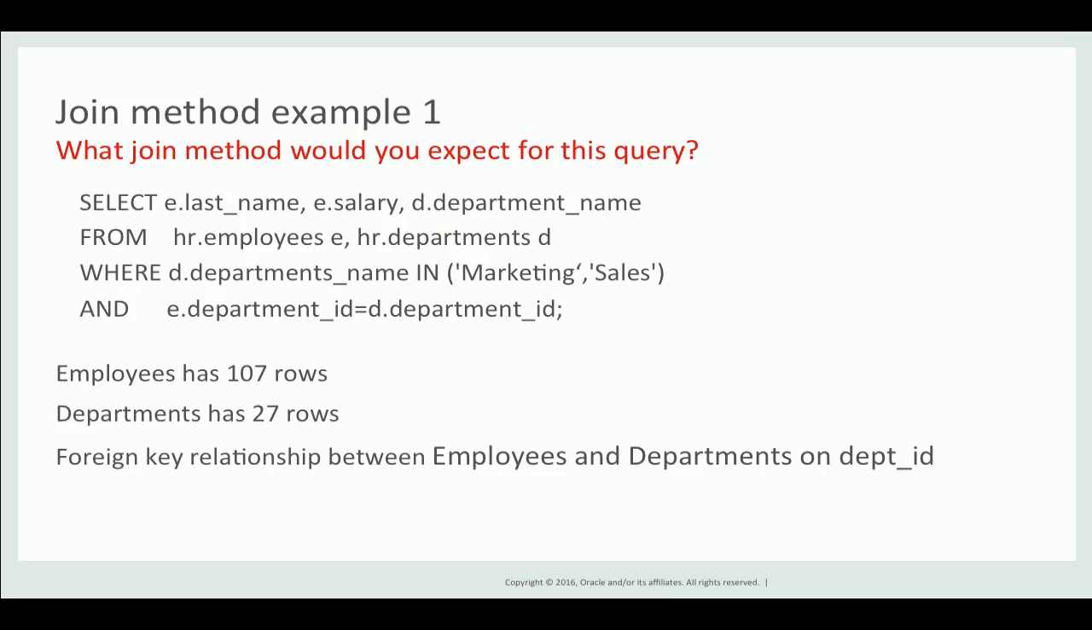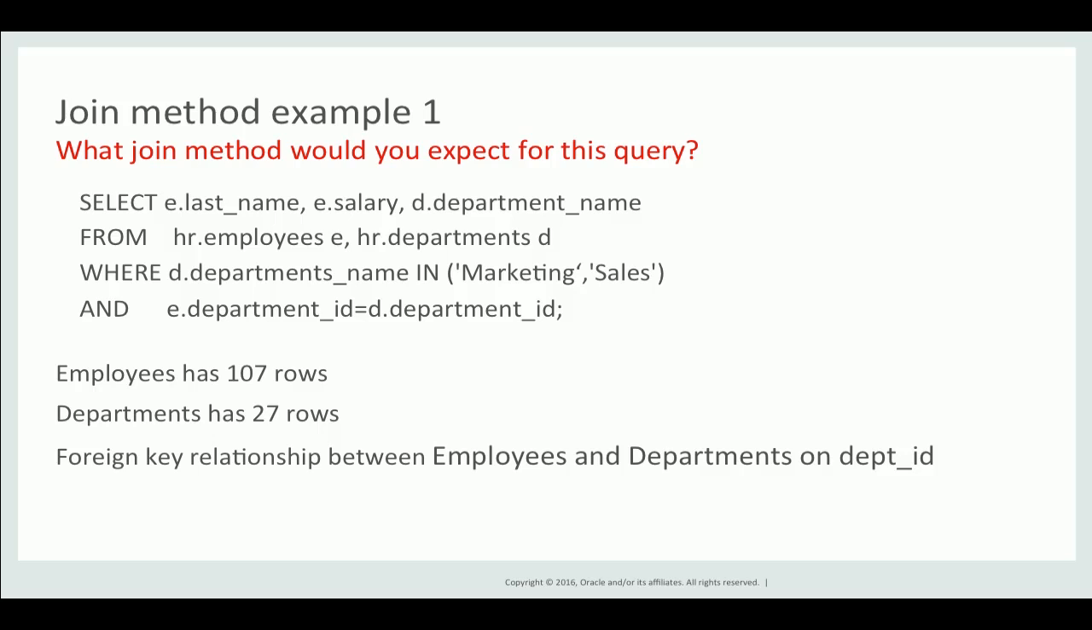So your turn to play the optimizer. You're armed and dangerous now. You know all your join methods and your join types. Here we go. We are joining the employees table to the departments table. We've got a where clause predicate on the department name, and we've got a join predicate on department ID. The employees table has 107 rows, department has 27, and there is a foreign key, primary key relationship between employees and department on the department ID. So that's the primary key of departments and a foreign key in the employees table. What join method are you choosing?